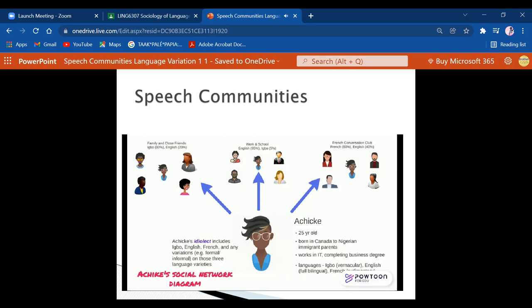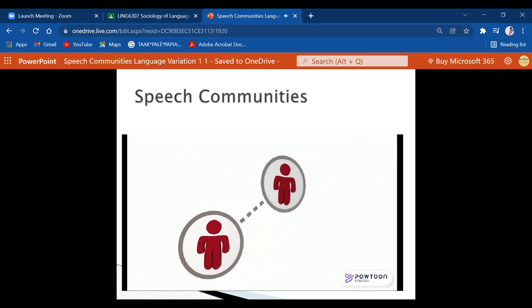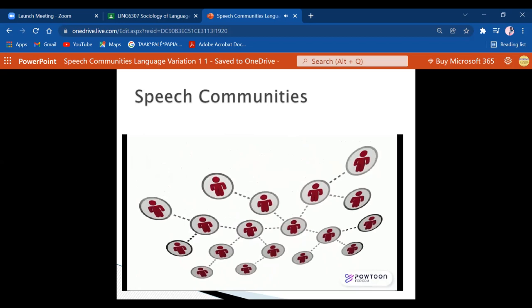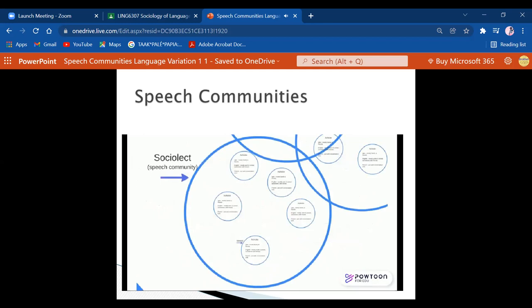Each person in her various social networks also has their own idiolect. And whenever we group all these idiolects together, what we have is called a sociolect at the macrolinguistic level. Researchers who study the impact of language on the individual are called sociolinguists, while those who study the impact of language on society belong to a discipline called the sociology of language. Both of these areas are related in very important ways.